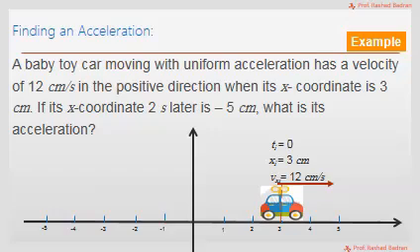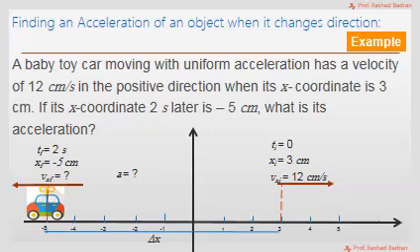In this example, a toy car is found at a location of 3 centimeters with an initial velocity of 12 centimeters per second. At a later time of 2 seconds, the toy car is found at minus 5 centimeters, that is to the west. What is the acceleration of the toy car?